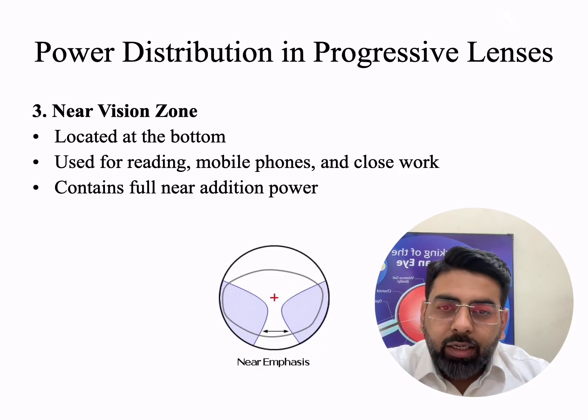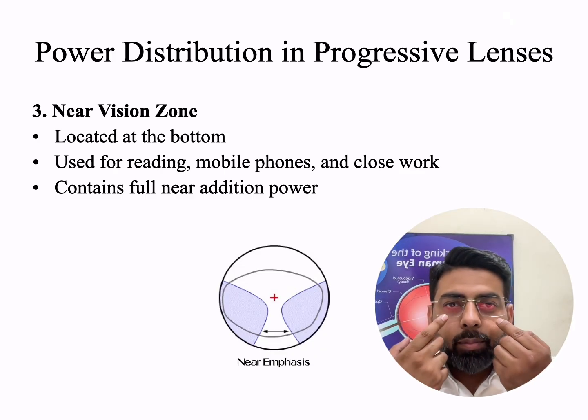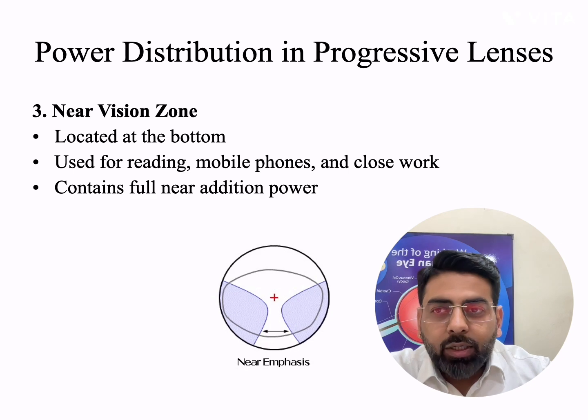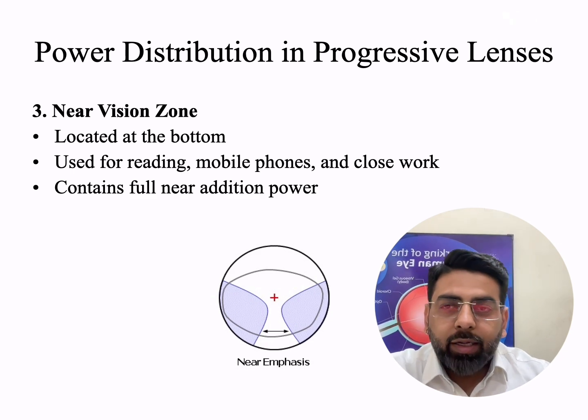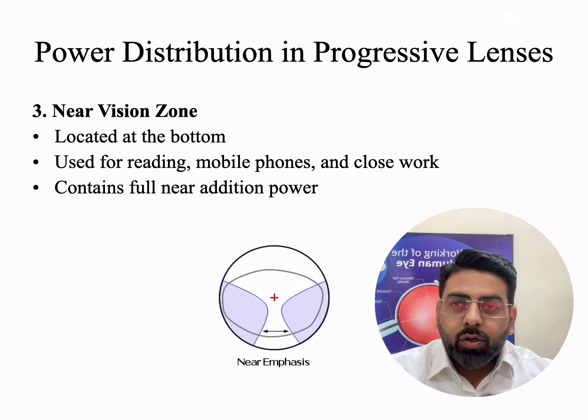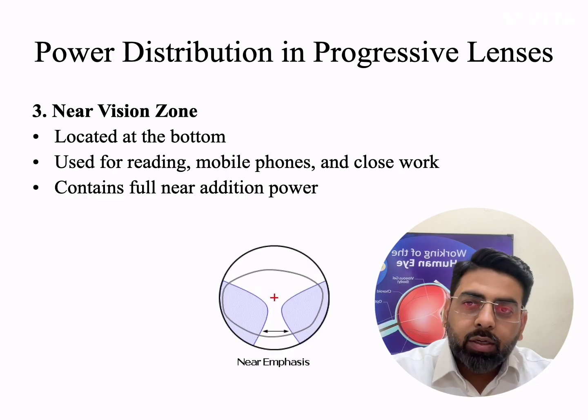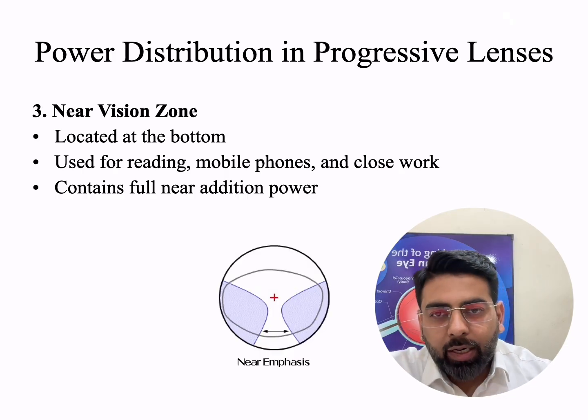Then comes the near zone, which is usually located at the bottom of the spectacles. It is used for reading, for seeing the mobile phone, for close work, and it also contains the full addition power.